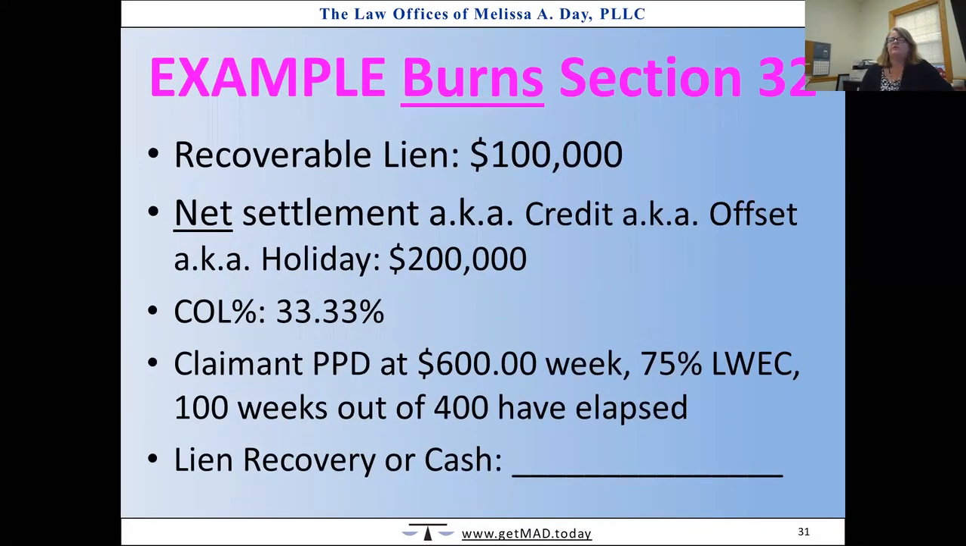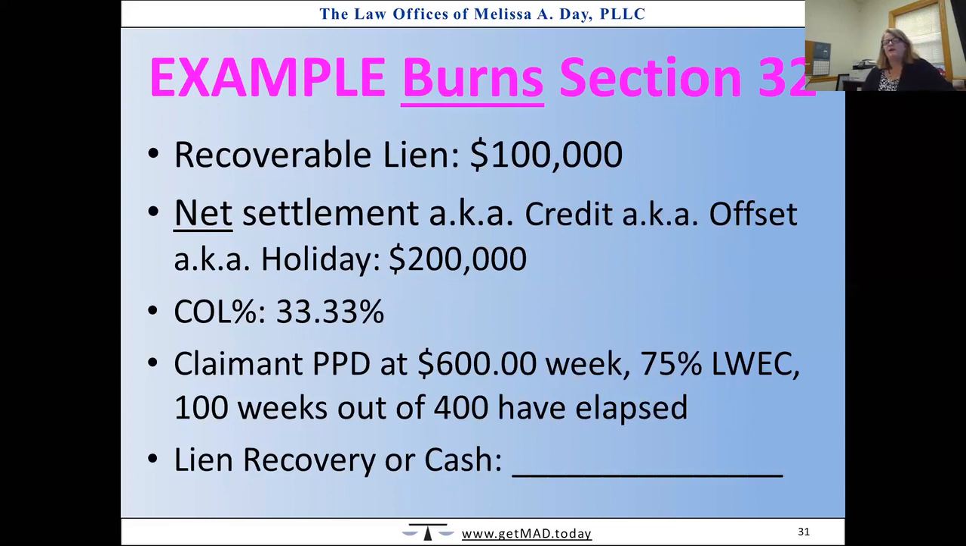Okay. Let's assume that the recoverable lien is $100,000. So this is after reduction of your gross lien, which was $100,000 plus. But let's assume we've already taken into account the attorney's fees and costs, the disbursements that you would pay on your lien. And so your actual recoverable lien, what you should receive out of pocket from the claimant, is $100,000. Let's also assume that the claimant has a net settlement of $200,000. And so the gross settlement must have been somewhere in excess of $500,000 or so. Let's assume a percent cost of litigation for simplicity of a third, 33 1/3%.